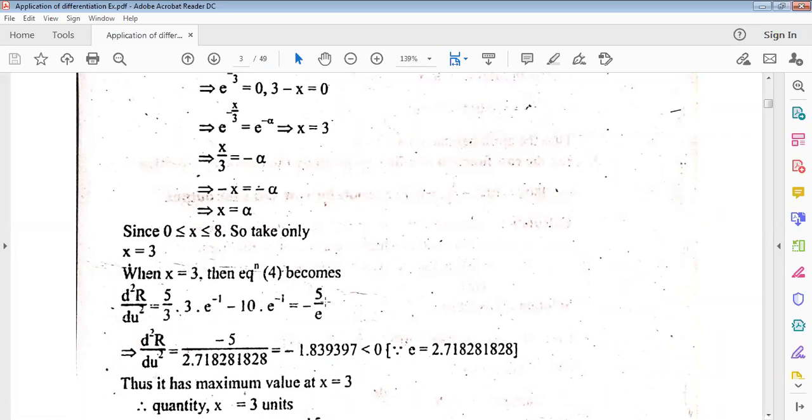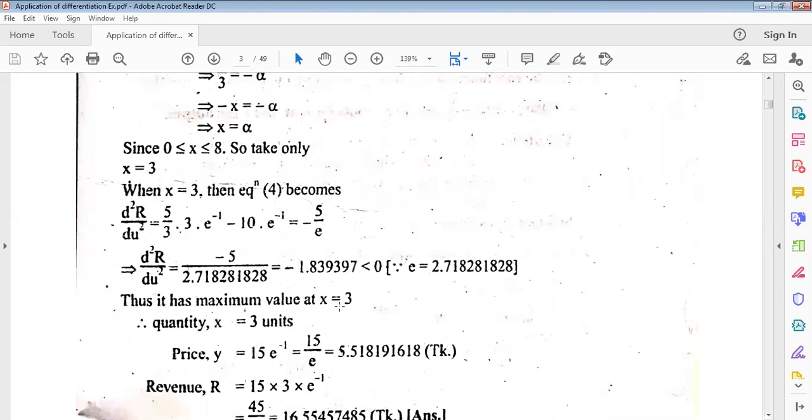From the second derivative test, we get the value is negative. If the value is negative, then the revenue will be maximum. If positive, then minimum. Remember it always. Now double differentiation, the value of d square R by dx square, this will be x. Now 5 by 3 into 3 e to the power minus 1, this will be the negative result. For negative, we have a maximum value at x equals 3.